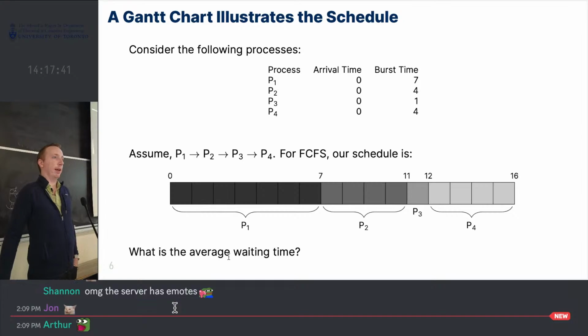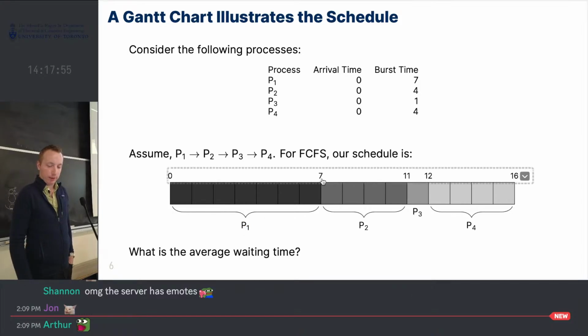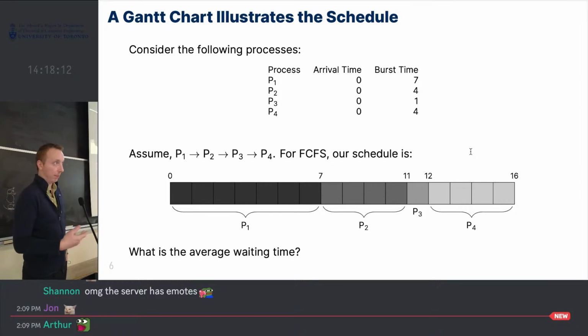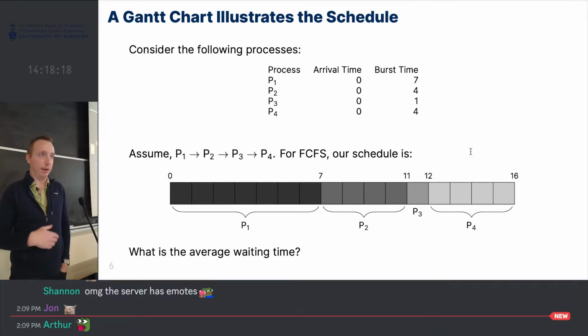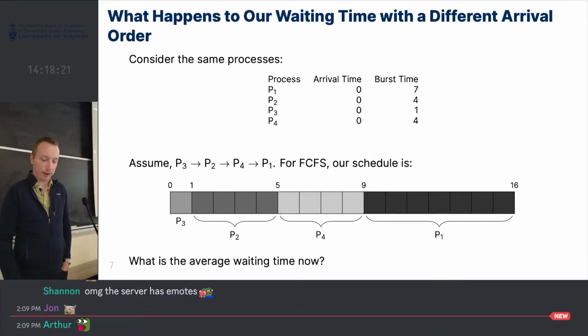Then the question you might get asked is, for each process, what is the average waiting time for all processes? P1 waited for 0 time units. It was scheduled immediately. P2 was scheduled after 7 time units because it arrived at time equals 0, as did the rest of the processes. P3 waited for 11 time units, and P4 waited for 12 time units. So if you do 12 plus 11 plus 7 plus 0 divided by 4, because that's how averages work, you should get something like 7.5. So 7.5 was the average waiting time for these processes.